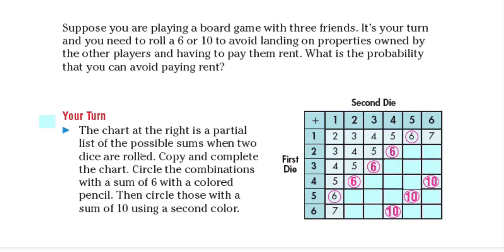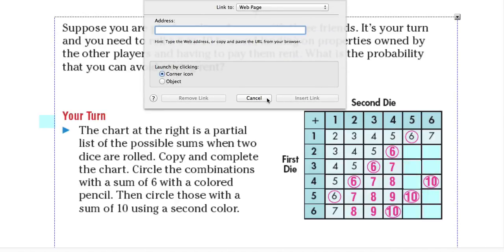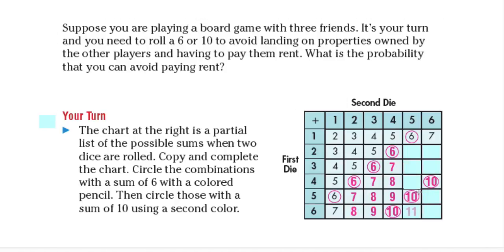Finally, all we need to do is fill in the rest of the chart. These are the sums of the two dice. There are 36 possible combinations, wherein 5 of those combinations have a sum of 6, and 3 of those combinations have a sum of 10.